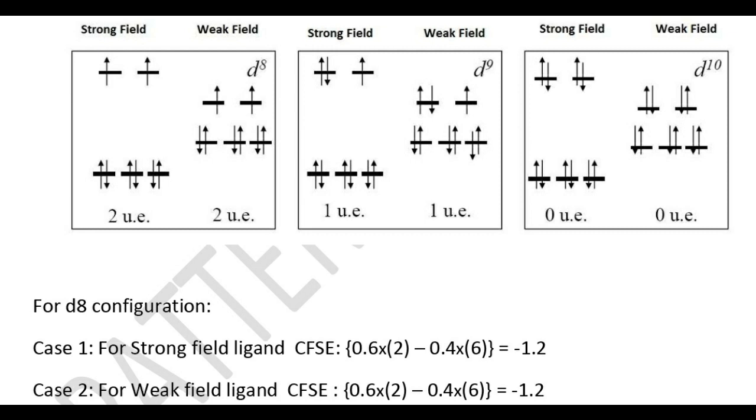If we see the calculation for d8, for a strong field ligand, we have 6 electrons in the t2g state and 2 electrons at the eg state. So same story for the weak field ligand. So look at this calculation. For a strong field ligand, if we apply the CFSE formula, it would be 0.6 into 2, 2 electrons belong to the eg state, right? Minus 0.4 into 6, 6 electrons belong to the t2g state. We have a value of minus 1.2. Similarly, for a weak ligand, the same value of minus 1.2.